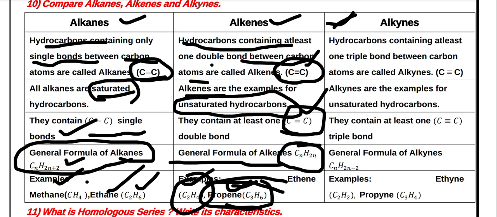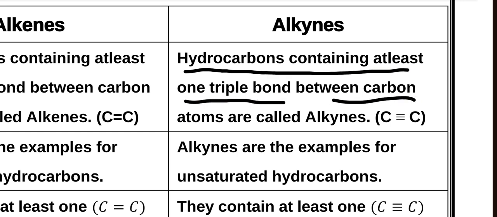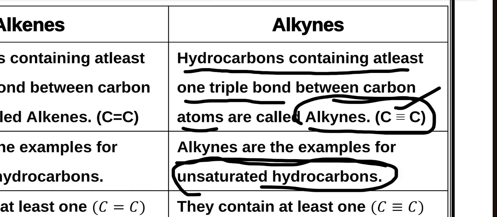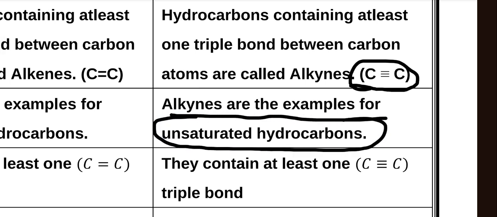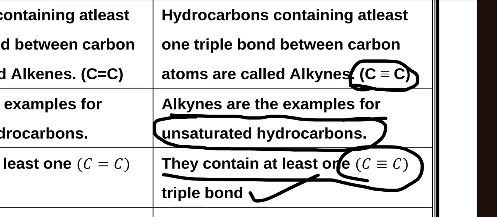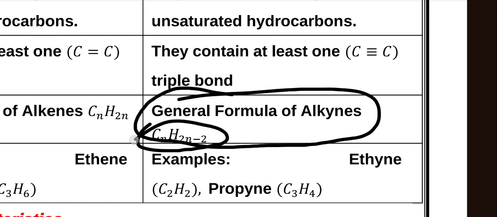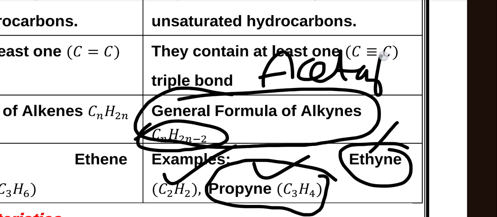Let us see about alkynes. Hydrocarbons containing at least one triple bond between carbon atoms are called alkynes. Here, between carbon and carbon, there is a triple bond. Alkynes are examples of unsaturated hydrocarbons. They contain at least one carbon-carbon triple bond. The general formula of alkynes is CnH2n-2. Examples: ethyne C2H2, also called acetylene, and propyne C3H4.